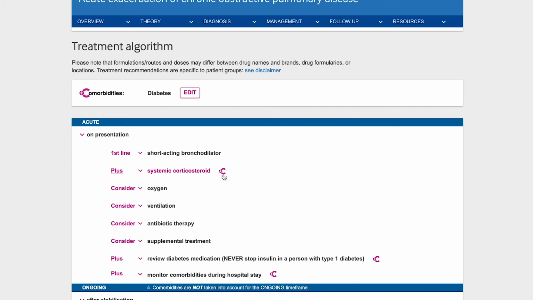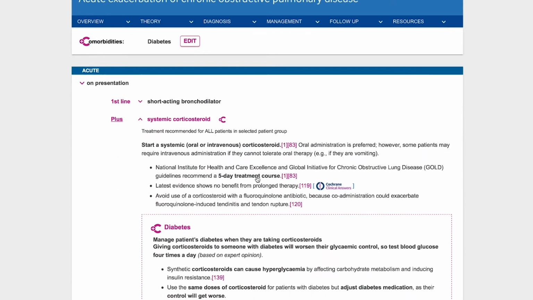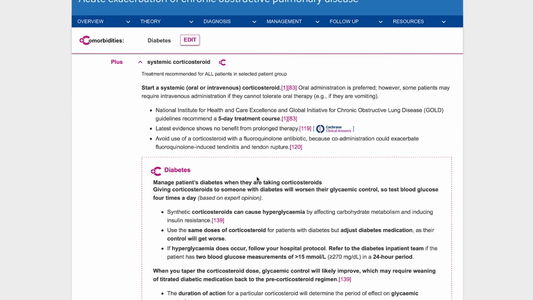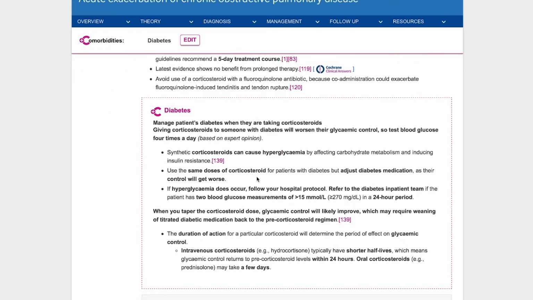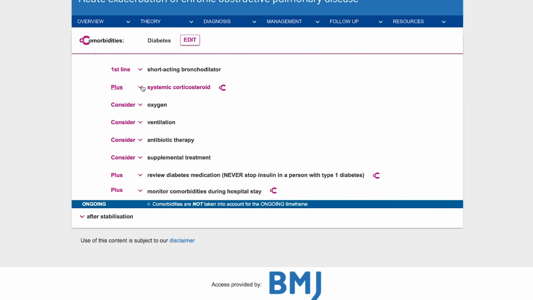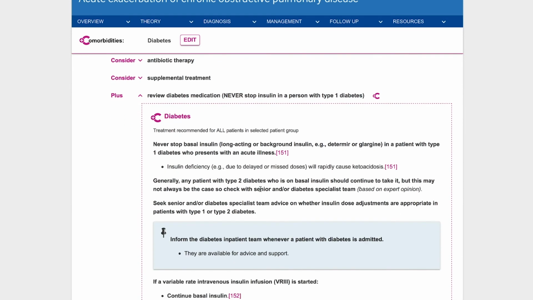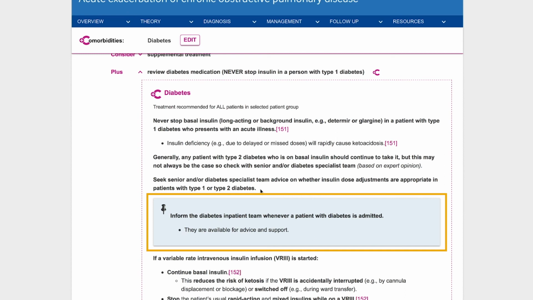When the doctor selects the treatment option, the adjustment is highlighted, with recommendations based on evidence and expert opinion. There are also helpful tips and prompts, in this case when to consult a senior or specialist team.